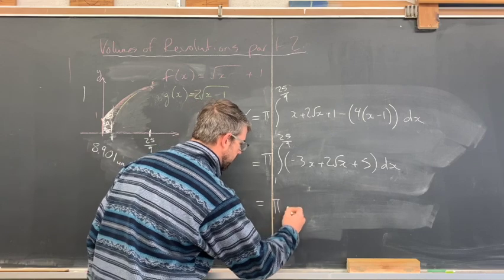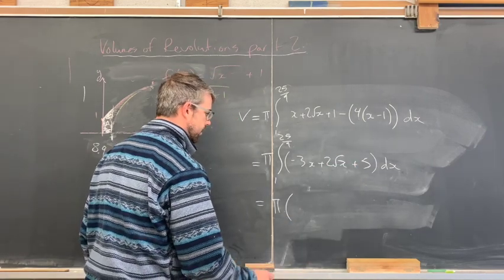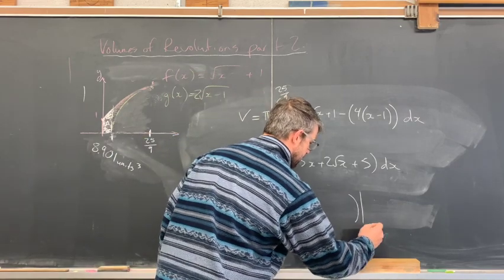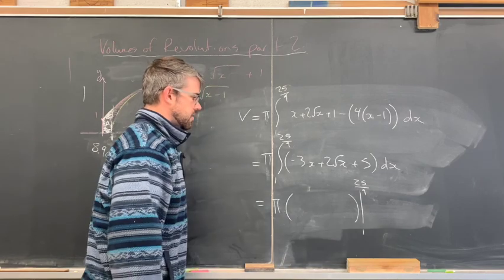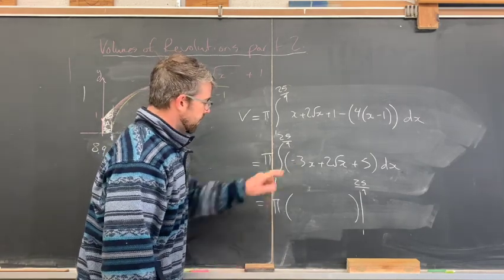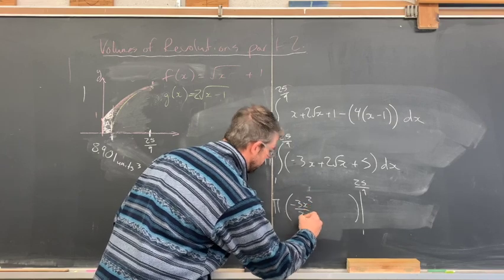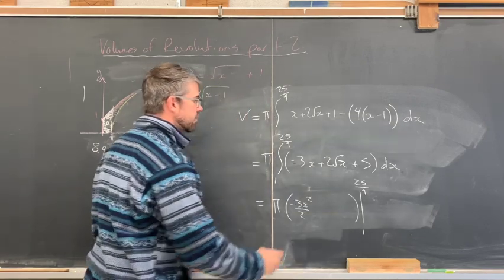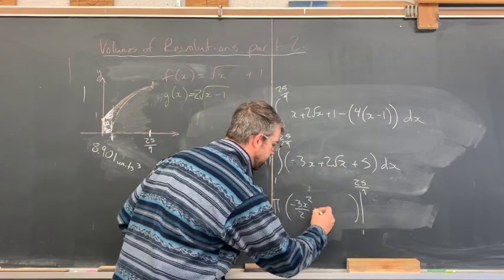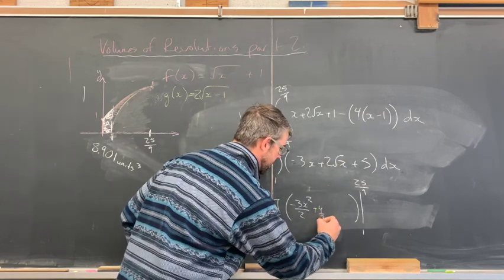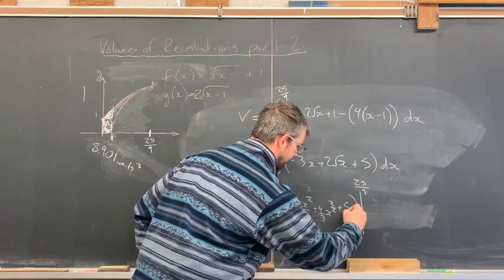It's probably going to be easier to express that as a 1/2 when we integrate, but let's just go through and do this here. So after I'm done integrating, it's a definite integral, so I'll have to substitute in my endpoints. The integral of negative 3x is negative 3x squared over 2. The integral of 2 root x, remember that's 2 times x to the power 1/2, is going to be 4 over 3x to the 3 over 2. And the integral of 5 is just 5x.